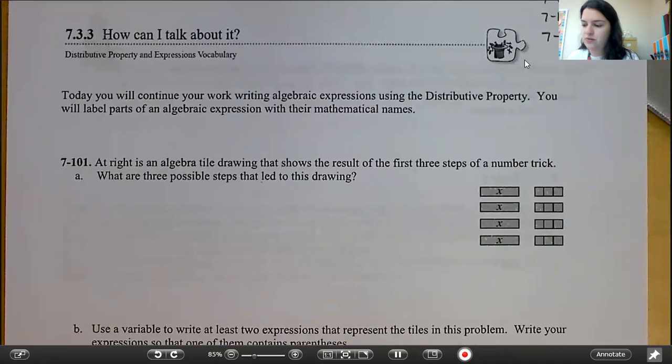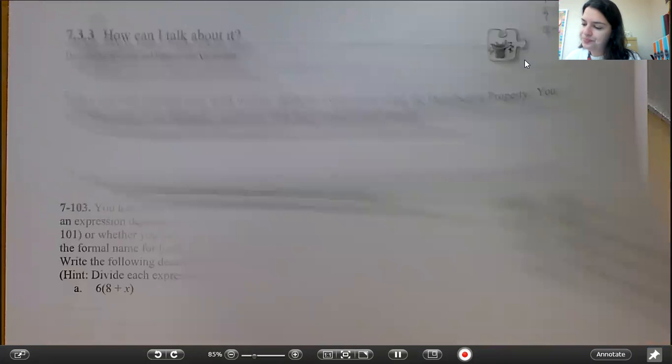Distributive Property and Expressions Vocabulary. Today you will continue your work writing algebraic expressions using the distributive property. You will label parts of an algebraic expression with their mathematical names. We're going to go ahead and start at 7102.